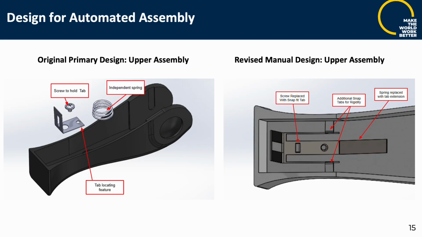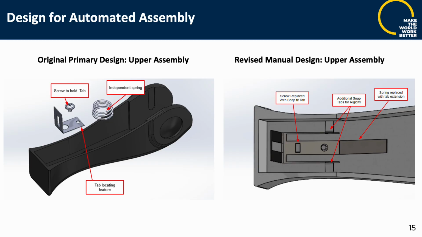When designing for automated assembly, the original assembly included a screw, spring, and tab, and the top cover was assumed to be the base component. Using DfA methods, an updated assembly is shown with an integrated spring tab and snap fit features.